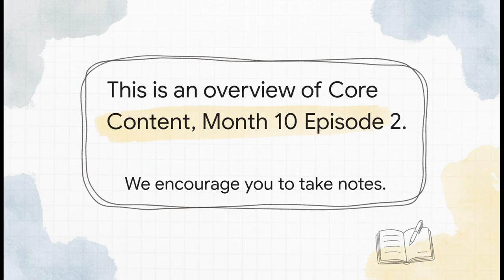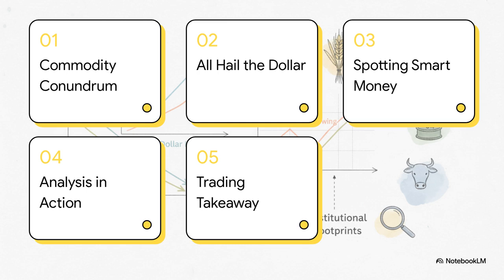Ready? Let's get started. So, here's what we've got on deck. First up, we're going to tackle the commodity conundrum. Then, we'll get to the secret sauce, the one index that pretty much rules everything. After that, we'll show you how to spot the smart money, and we'll look at some real-world examples to see it all in action. And finally, we'll wrap it all up with a clear takeaway for your own trading.